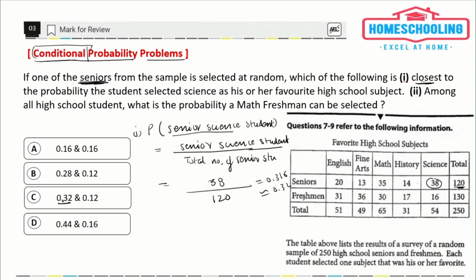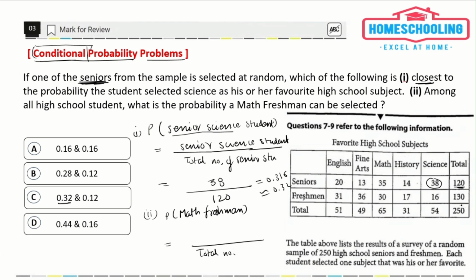Now let's take the second part of the question. Among all the high school students, what is the probability of a math freshman being selected? So probability of a math freshman. But here we are not given any condition that it needs to be selected either from freshmen or seniors. So what we're going to do here is use the total number of students, because it is not mentioned in the question that they are going to be selected from seniors or freshmen.